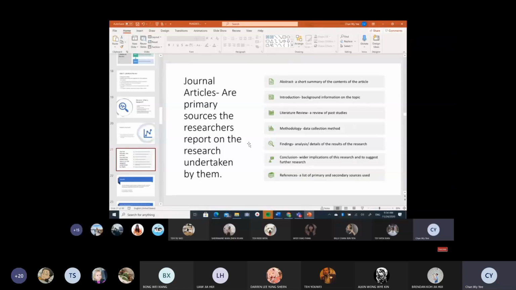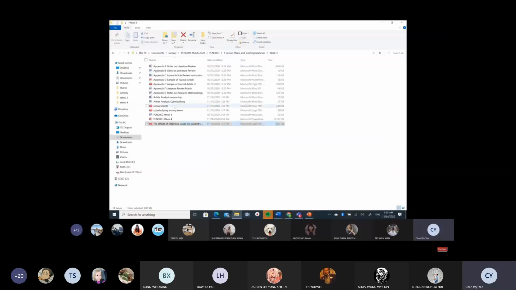If you see a research that is not published, it is not a journal article. It is merely a research paper. Research papers follow the same structure, but the difference between research papers and journal articles is that journal articles are published.